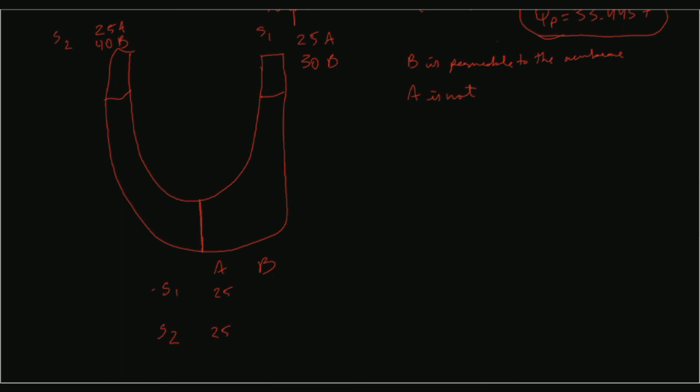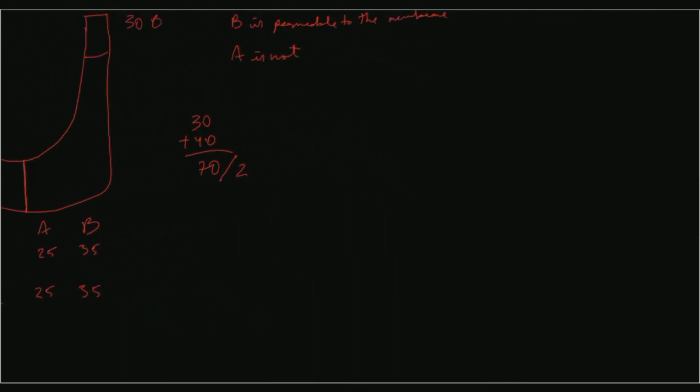And then B: in side 1, actually what you would do here is add up the numbers. So 30 plus 40, pretty easy math, 70. Then you divide that by 2, because if it is permeable to the membrane, you're going to have equal concentrations after it's been diffused across. So that would give you 35 on both sides. That's basically all they'll ask you with these. Okay, so that is passive transport for you. That's all they can ask you for passive transport.